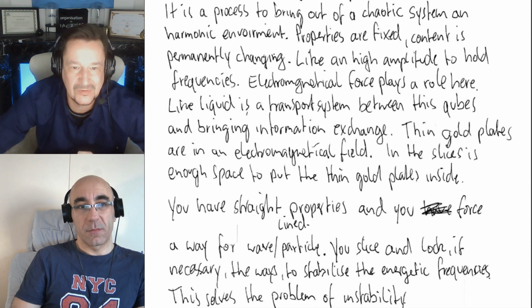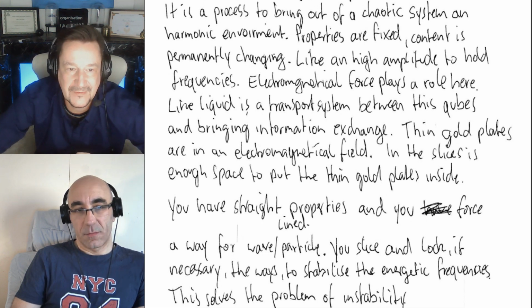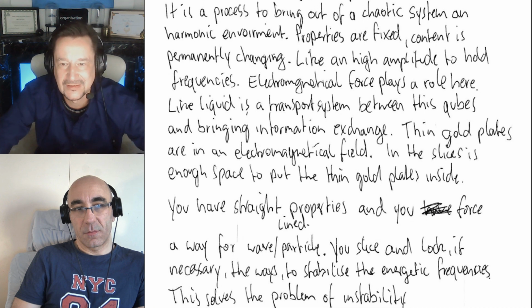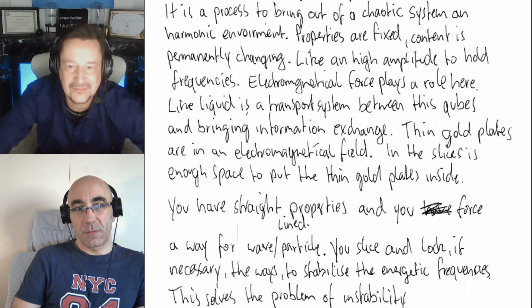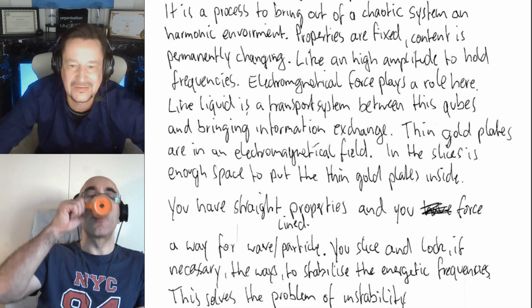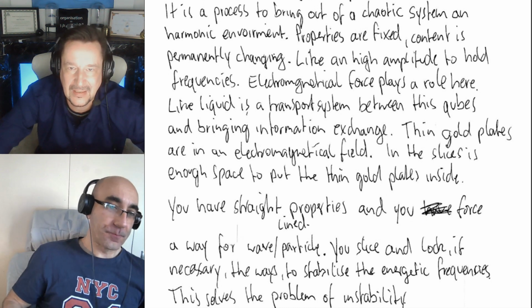Properties are fixed, content is permanently changing, like in high amplitude to hold frequencies. Electromagnetical force plays a role here, like liquid is a transport system between these cubes and bringing information exchange. Thin gold plates are in an electromagnetical field. In the slices is enough space to put the thin gold plates inside. You have straight line properties, and you force a wave for wave particle. You slice and lock if necessary the ways to stabilize the energetic frequencies. This solves the problem of instability. And that was my journey. It was an amazing journey, even for me as a tasker.